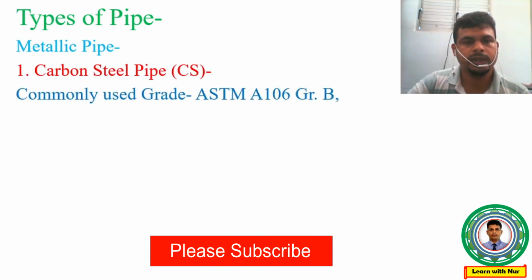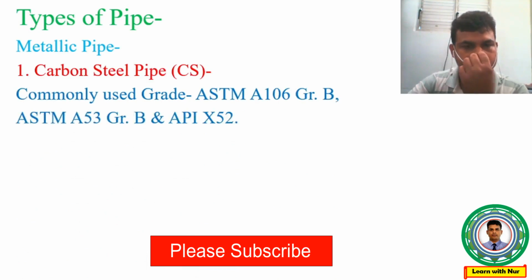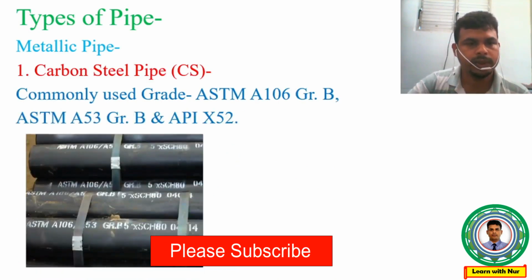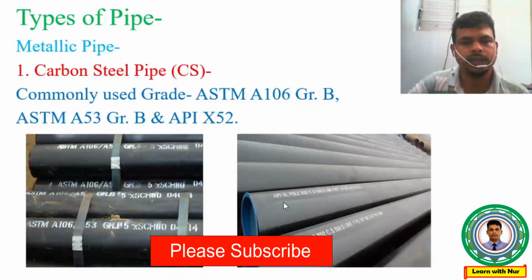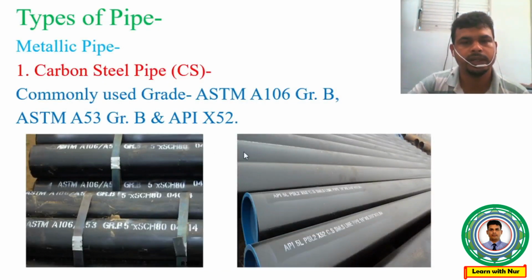Commonly used grades are ASTM A106 grade B, ASTM A53 grade B and API 5L X52. You can see from the photos, on the pipe body the writing has ASTM A106, A53 grade B. Then in the next photo you can see the writing API 5L PSL X52. If you see this type of writing on the body of the pipe, then you will be able to understand this is carbon steel pipe.